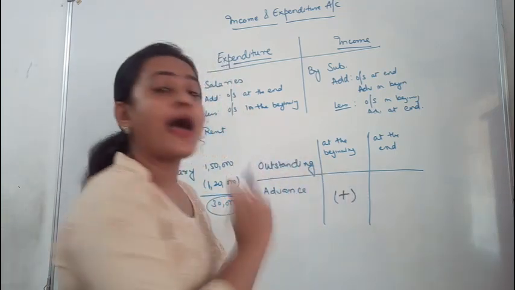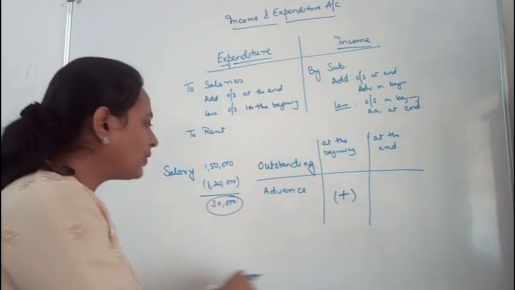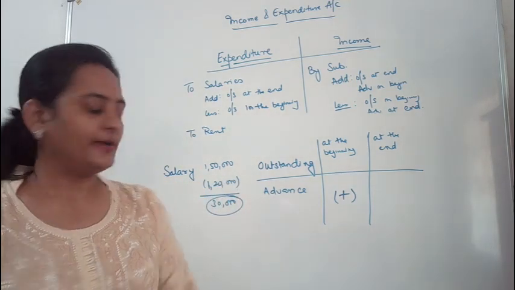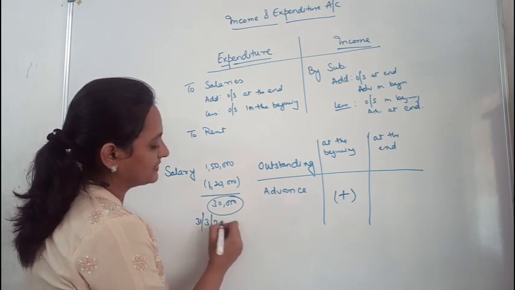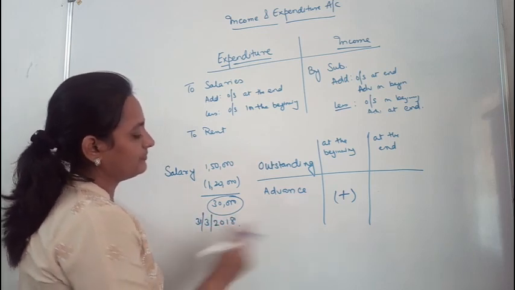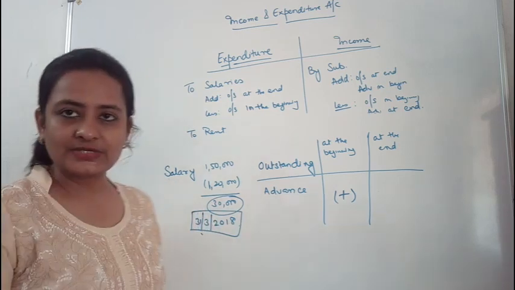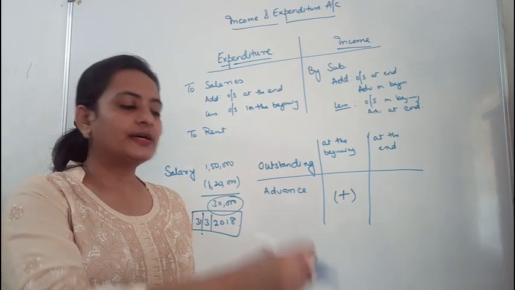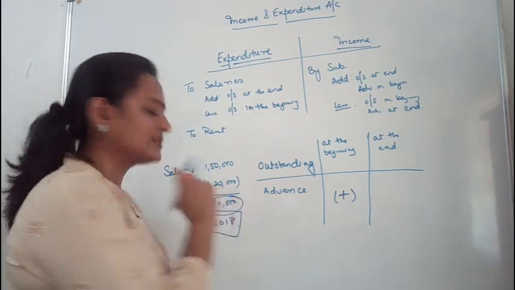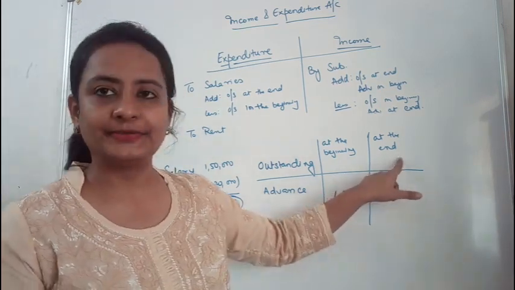Hence we need to add that advance in the beginning. Alright. Now supposing this year gets over, the year got over on say 31st of March 2018. Now you have paid this 30,000 when the year is ending. So when the year is ending, you paid this advance of 30,000. That advance is towards the end.